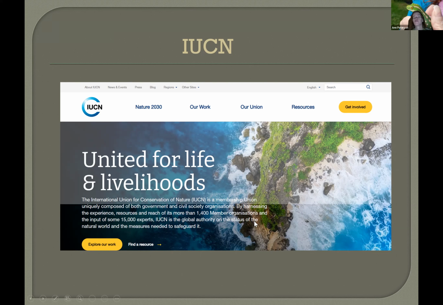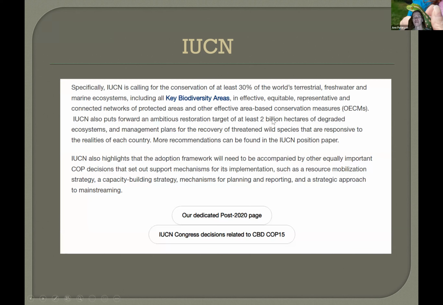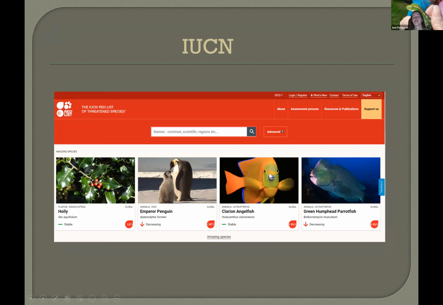The International Union for Conservation of Nature is a major force in monitoring organisms and calling for conservation of at least 30% of the ecosystems in key biodiversity areas. So they're trying to pay attention to which areas have the most biodiversity. And you notice that they have some reference to the COP15 that's about to take place. They maintain a red list that tracks the status of species and whether they're stable, like this angelfish, or whether they're decreasing.